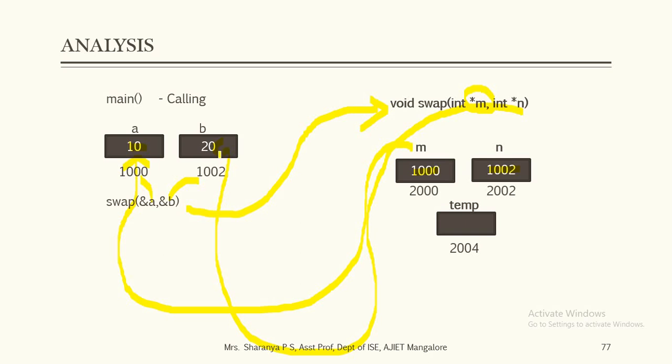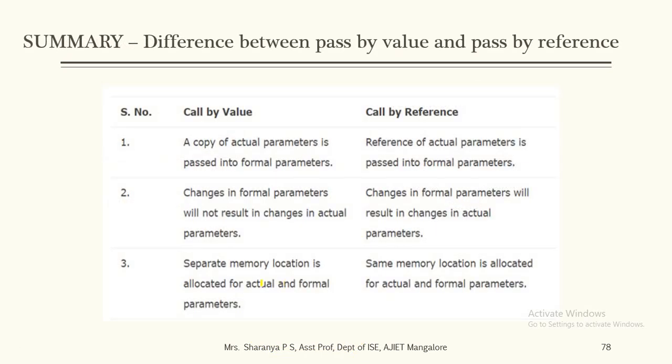That is nothing but 20. And then it performs a swap operation. So what is the difference between pass by value and pass by reference? First and foremost, the copy of the actual parameter is passed into formal parameters in call by value. That is, it just copies the actual parameters to formal parameters. Whereas in call by reference, the reference or the address of these actual parameters is passed into formal parameters.